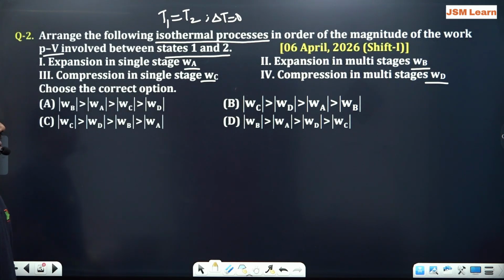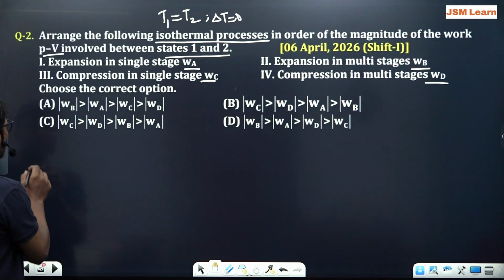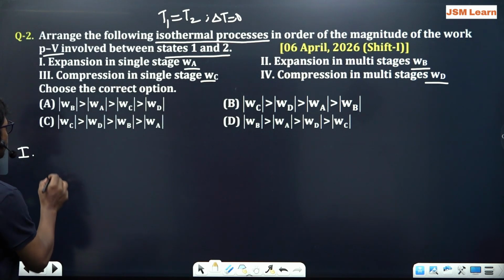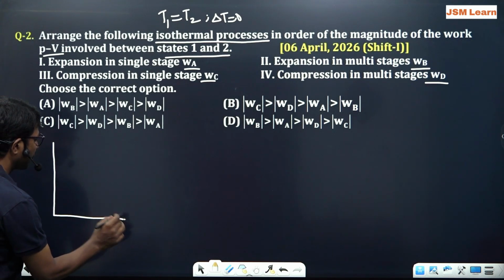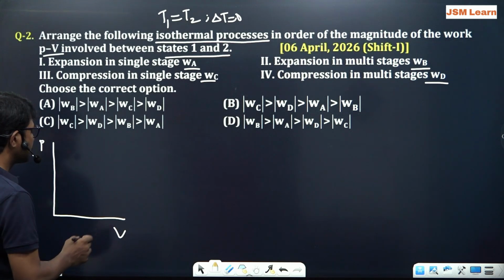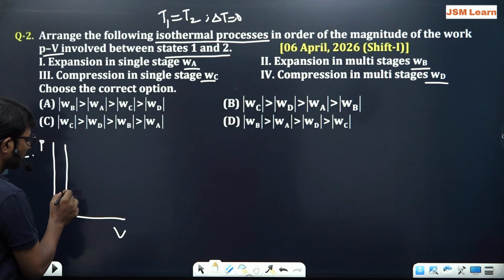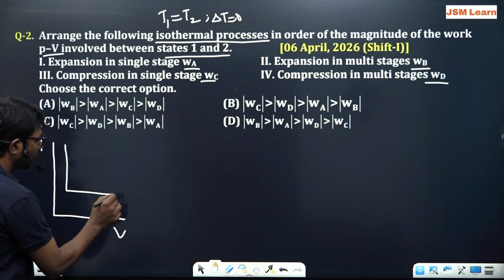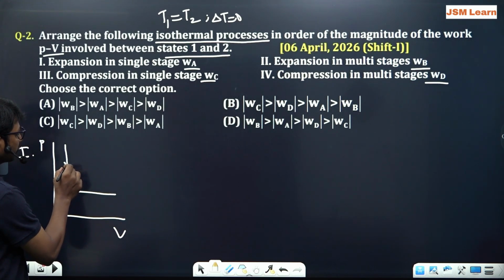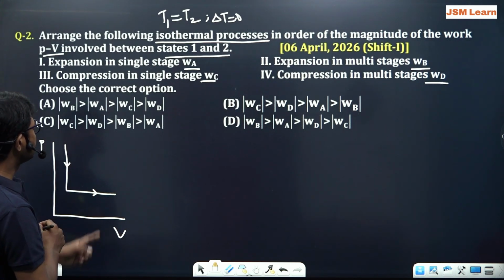Now, to understand it in an easy method, I am drawing some graphs related to this. First one, expansion in single stage. So in the PV graph, if you draw, expansion is taking place in single stage. As a result of the expansion process, pressure is going to decrease, and as a result volume will increase. So pressure has decreased, volume has increased. This is expansion in single step.